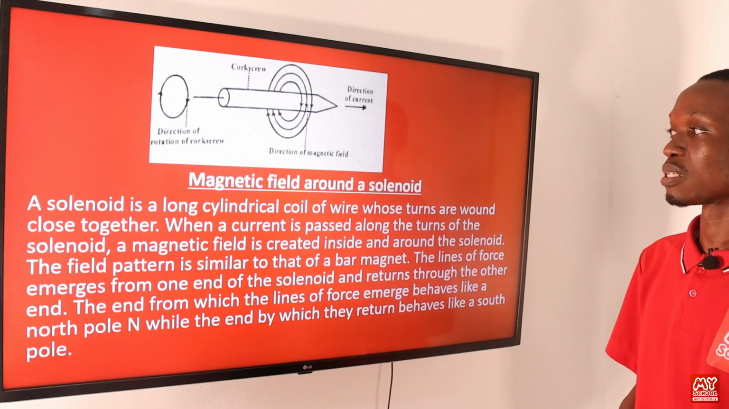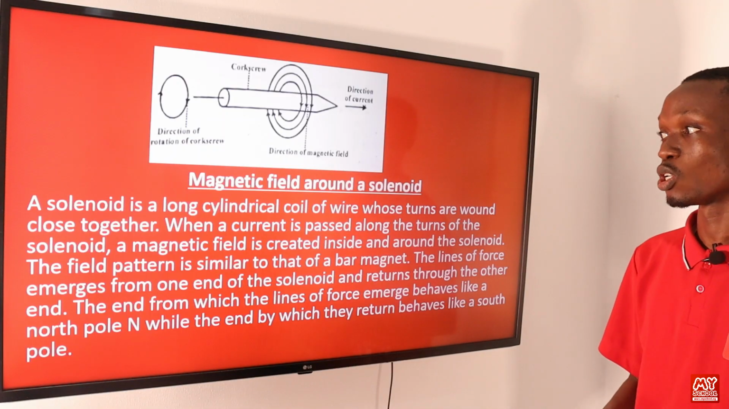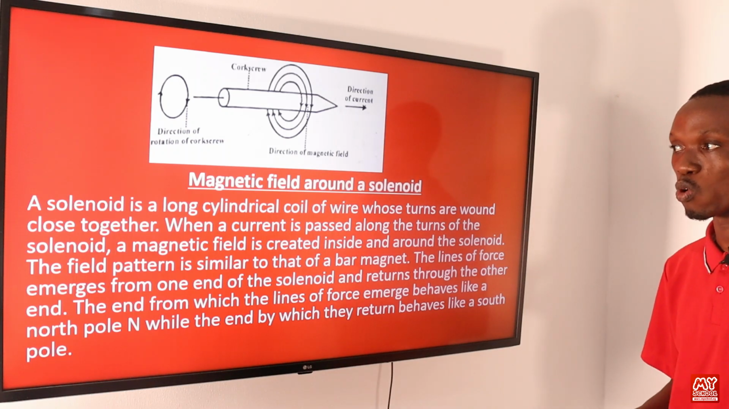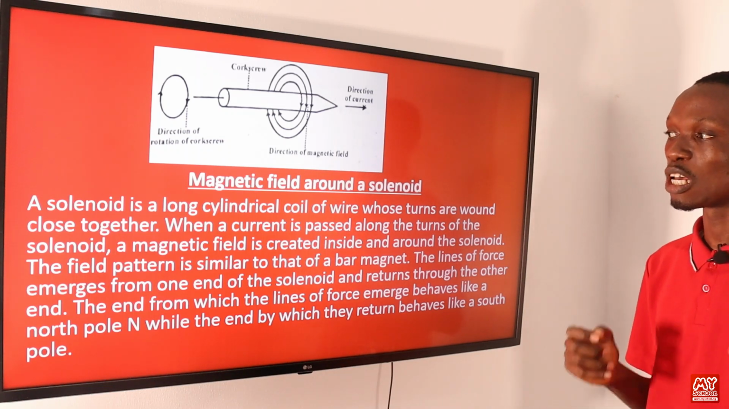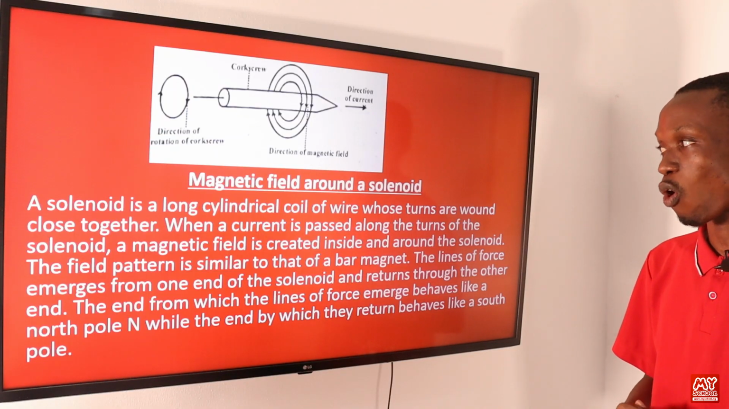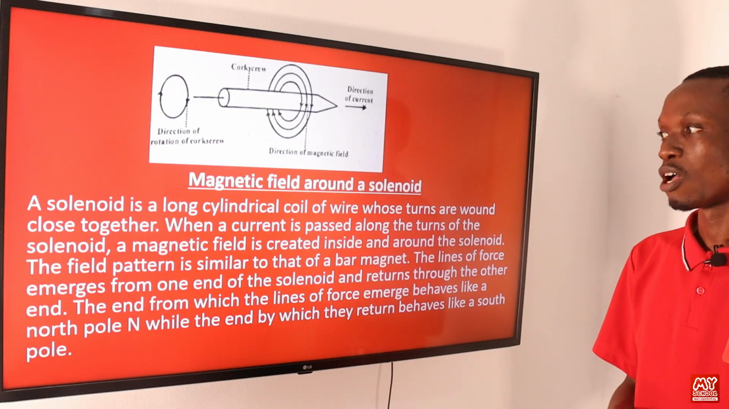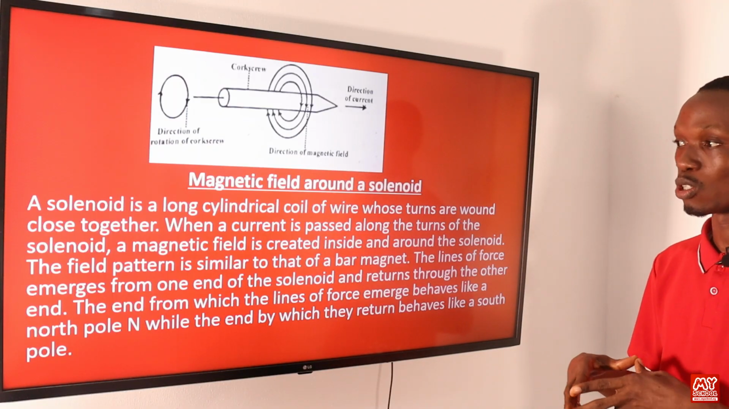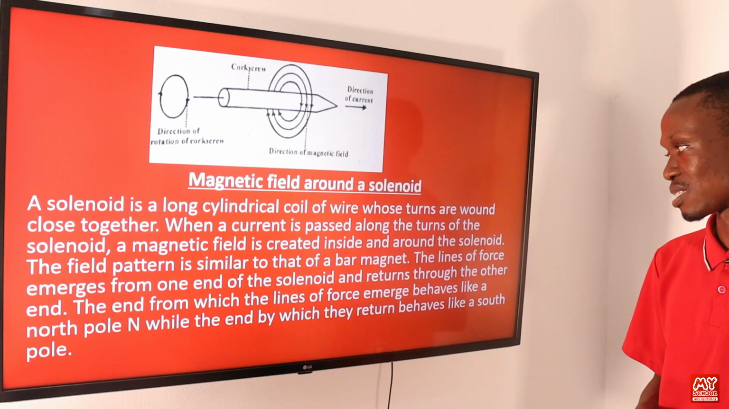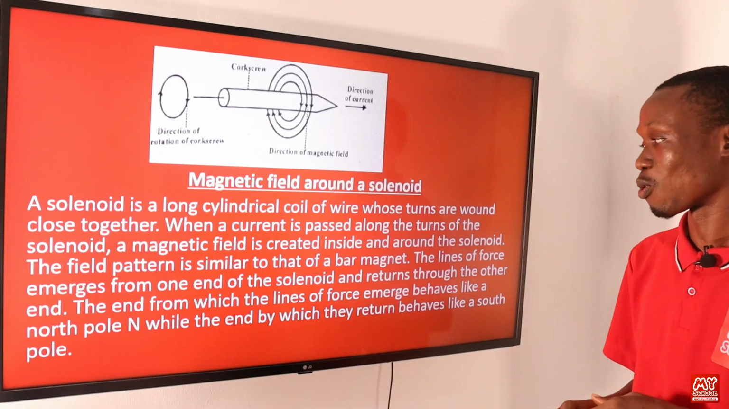So let's talk about the magnetic field around a solenoid. A solenoid is a long cylindrical coil of wire whose turns are wound close together. So when a current is passed along the turns of the solenoid, a magnetic field is created inside and around the solenoid. The field pattern is similar to that of a bar magnet.